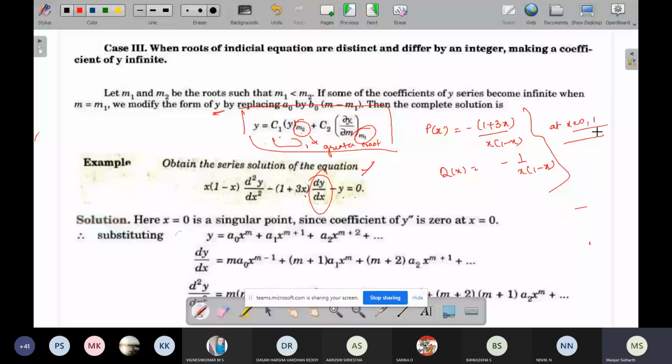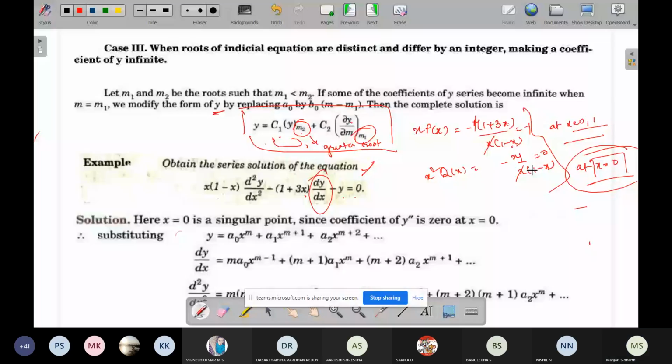Now, let's check for regular singular points. We'll check x equals 0 because it is the simplest case. Let's multiply with x, and x will cancel out. At x equals 0 you will get a finite value, minus 1. For the second, x squared gives you an x here and this x will be cancelled, that means 0. So both are analytic at x equals 0, that means x equals 0 is a regular singular point.